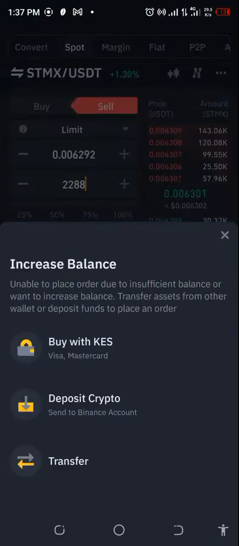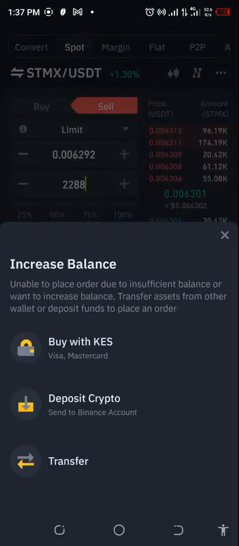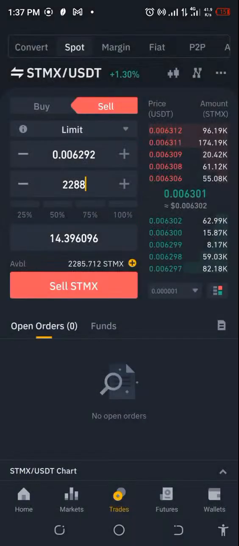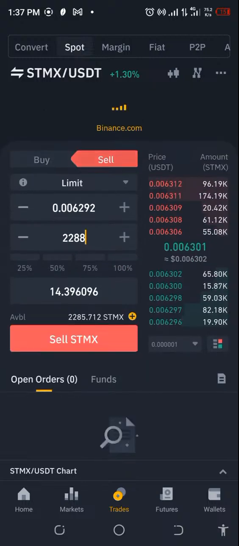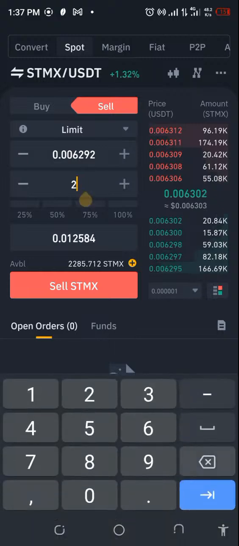What's going on? I don't know what's happening here, but I'm trying to sell my STMX. Oh, sorry, I was clicking something else. So let's click on sell STMX. So what's happening? Increase balance. Why am I increasing my balance? Okay, let me try and do this again. Probably something has, let's just remove everything. Let's remove everything. And let's see whether this would work.